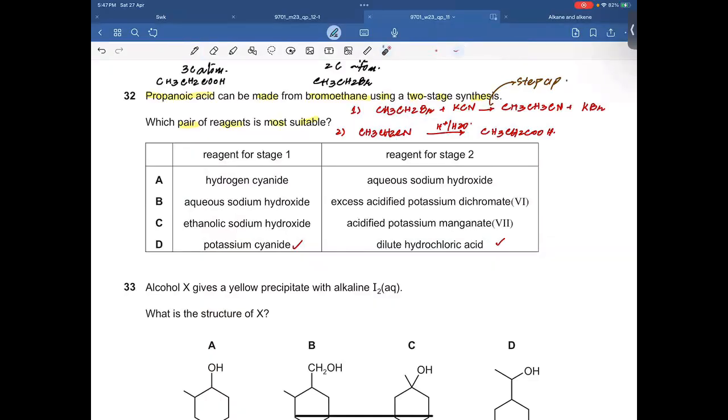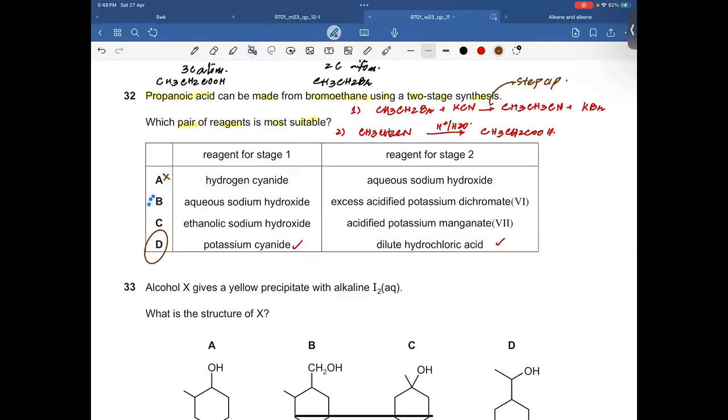So now the main question is, why can't we use hydrogen cyanide? This will also produce cyanide ion because hydrogen cyanide is a weak acid, and this weak acid is only applicable in aldehyde and ketone, not in alkyl halide, which is why I'll go with D, and D is going to be the right answer. Okay.